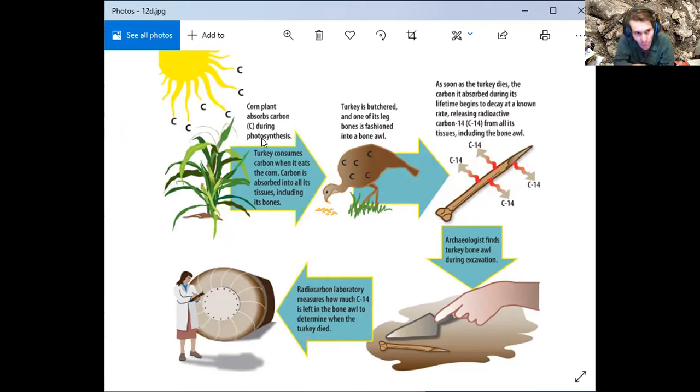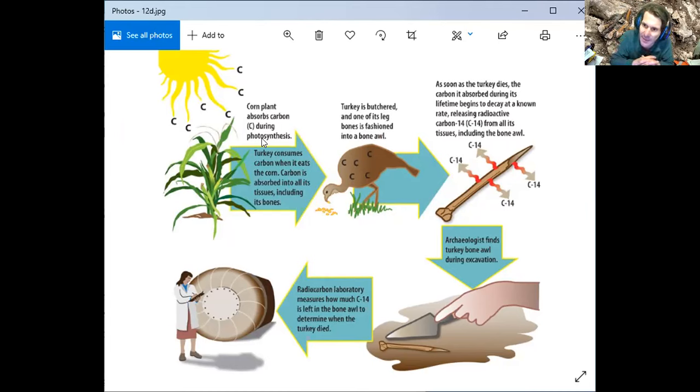So it eats the corn, it consumes the carbon that's locked into that organic object that was alive. The carbon is absorbed into all its tissues, including its bones. Yes, good. Carbon 14, carbon 12 is in the bone structure. The turkey is butchered. The turkey is now dead. So the sequence of the decay of the radiocarbon starts again.